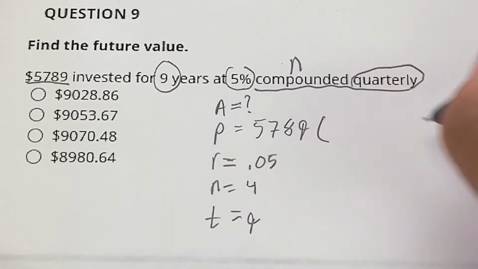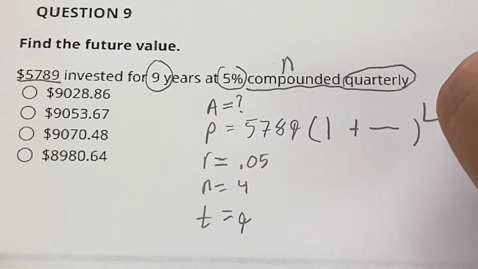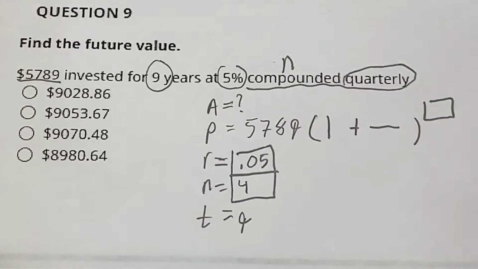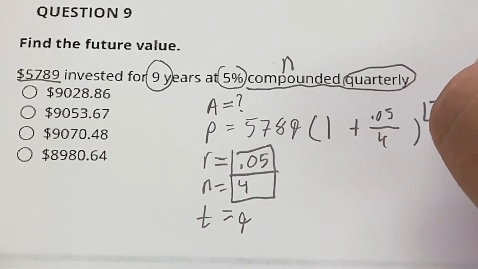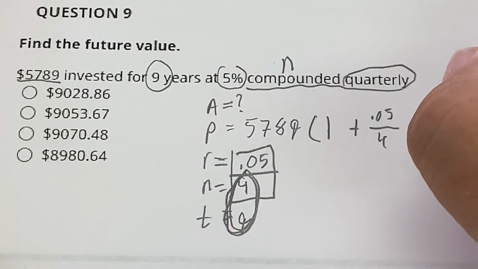So the parentheses goes by the P. That's one of the memory mnemonics that I use. It's going to be 1 plus a division bar to an exponent box. On the division bar, we put the 0.05 over 4. And in the exponent box, a lot of people just put the 9, but you're supposed to do 4 times 9 up there. So you put 36 up there.